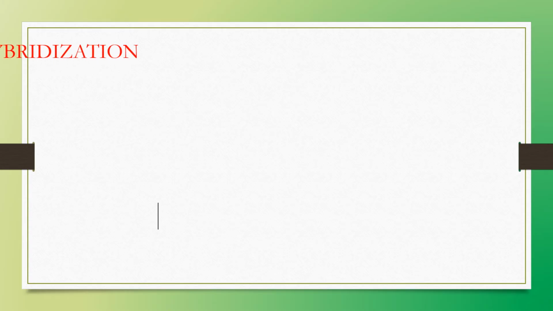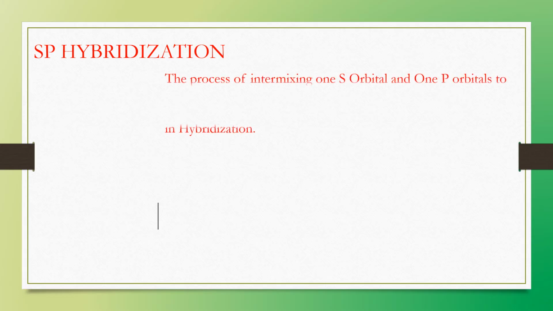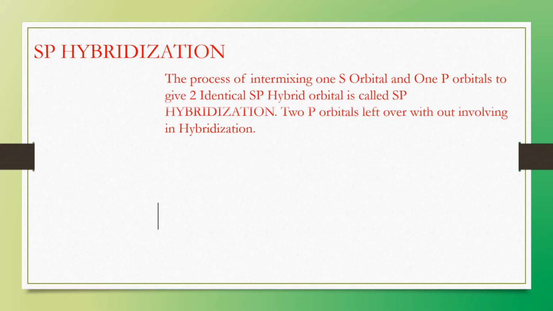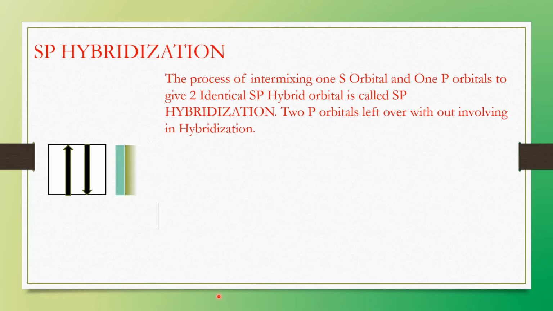Next, let us consider sp hybridization. One s orbital and one p orbital intermix to give two identical sp hybrid orbitals, which is known as sp hybridization. After hybridization, two p orbitals, that is py and pz orbitals, are left over without involving themselves in hybridization.